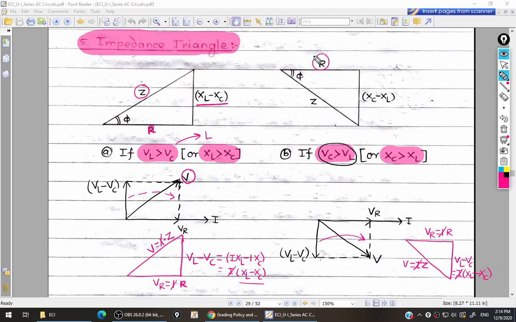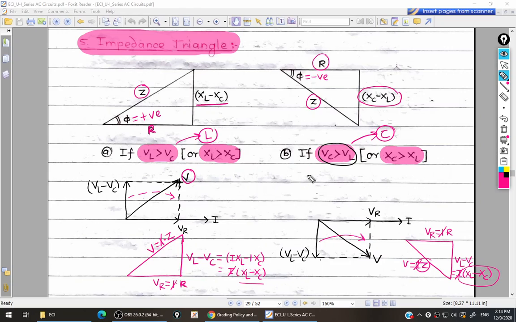R on the top side, like this R. Then Z on this hypotenuse side, and XL minus XC on this opposite side. So this is the impedance triangle for a capacitive circuit. When VC is greater than VL, your circuit is capacitive and your impedance triangle will look like this. So the phase angle is positive when the circuit is inductive, and the phase angle is negative when the circuit is capacitive. In this way you can draw the impedance triangle for an RLC circuit, in both cases, when the circuit is inductive and when it is capacitive.